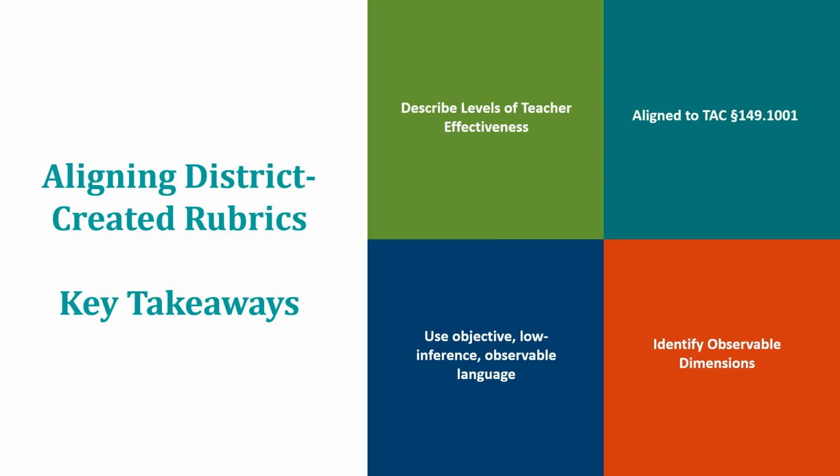As you continue to design your local designation system and prepare to submit your TIA application, here are 4 key takeaways to ensure your district-created rubric is aligned to TIA requirements. Ensure your rubric describes levels of teacher effectiveness. Remember, there is not a set number of levels required. Ensure your rubric is aligned to Texas teacher standards. Districts must submit the district-created rubric crosswalk with their application. Ensure your rubric uses objective, low-inference, observable language and identifies the observable dimensions.